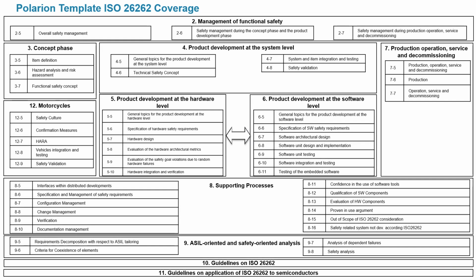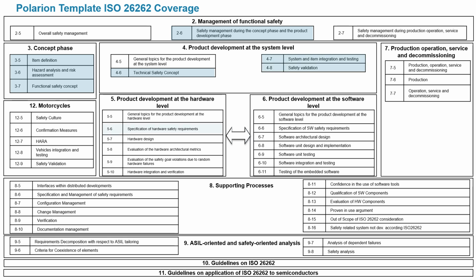The Polarion X template supports ISO 26262 functional safety coverage in multiple areas. First, starting with the management of functional safety during the product development. It supports the concept phase for both the item definition, the HARA, the functional safety concept, the system development in the technical safety concept, the system and item integration and testing, safety validation.